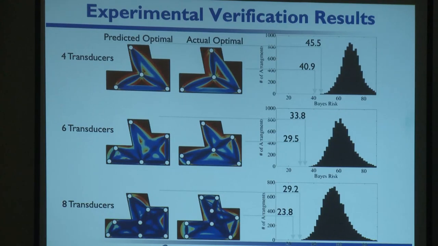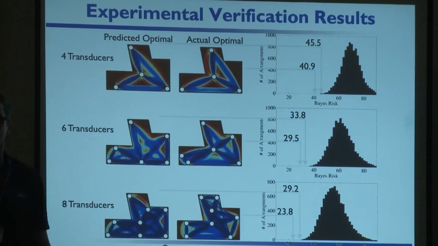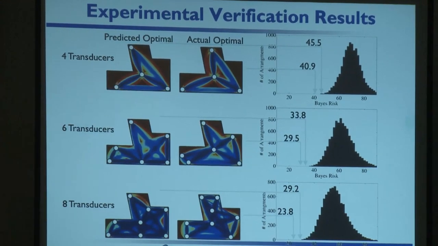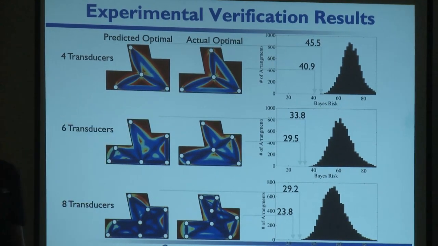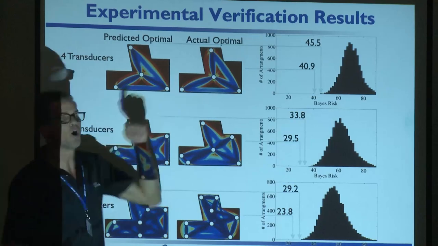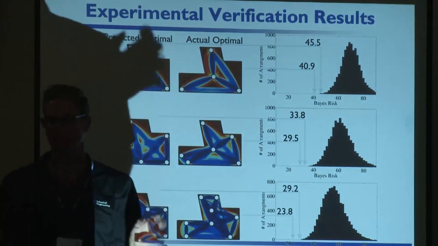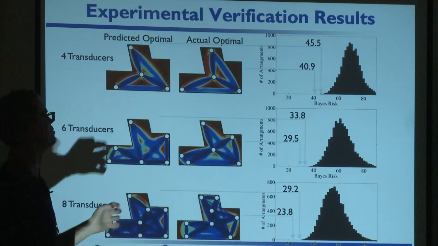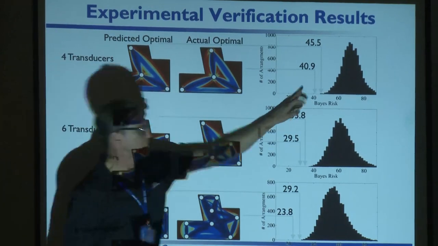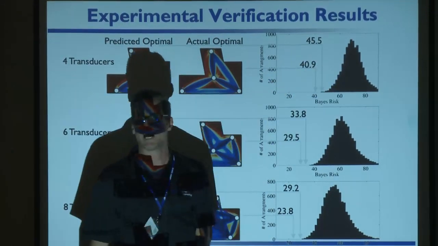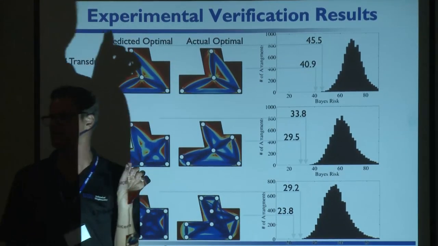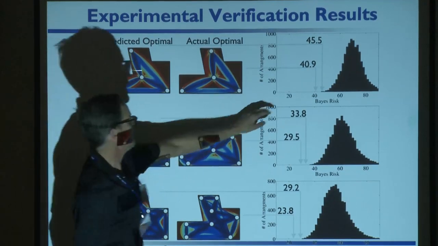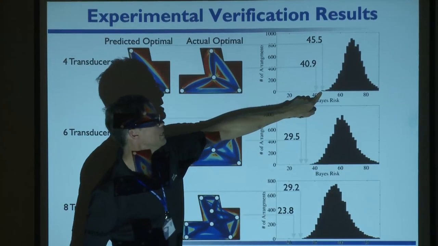Here's the results before any experiments were done on the left. The predicted optimal arrangement of all you can budget's 4 sensors was this. After the 10,000 experiments that were done, that's the best 4. By actually looking at all 10,000 possible arrangements, brute force. Almost exactly the same. This is the distribution of cost or risk associated with all 10,000 of the designs that were possible. And in both cases, we found the minimum one.